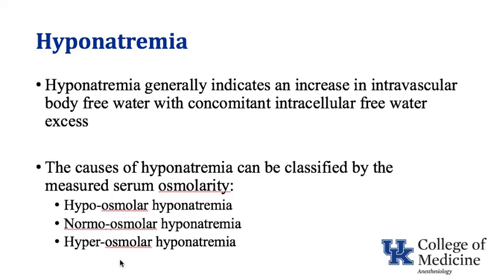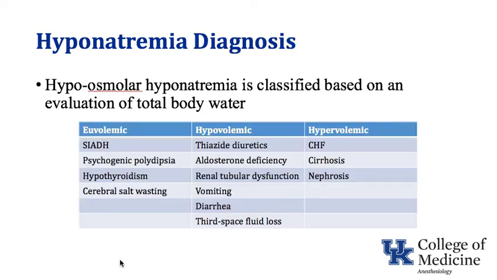Hyponatremia. Hyponatremia generally indicates an increase in intravascular total body free water with a concomitant intracellular free water excess. The causes of hyponatremia can be classified by the measured serum osmolality, such that you have a hypoosmolar hyponatremia, a normosmolar hyponatremia, or a hyperosmolar hyponatremia.